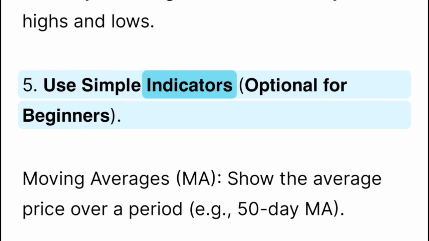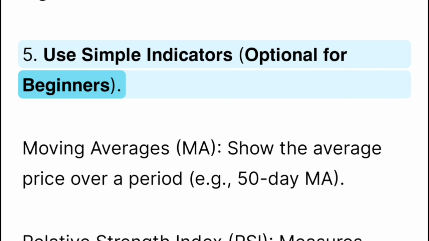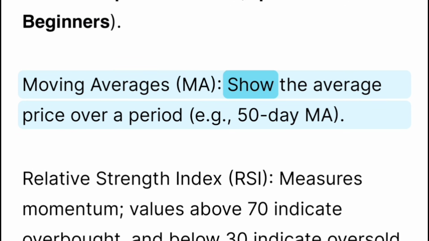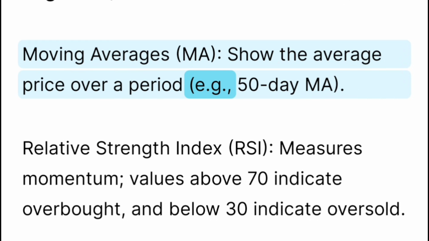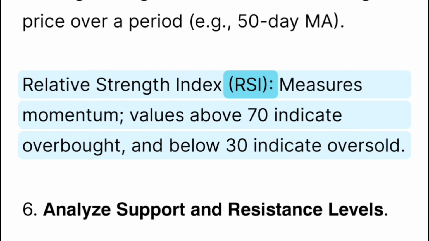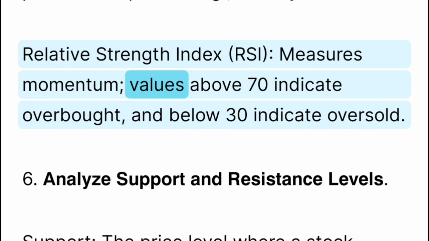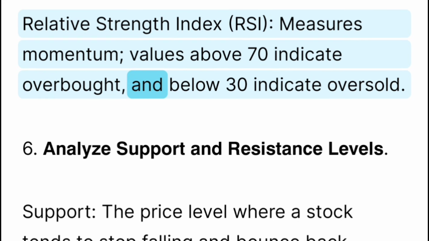5. Use simple indicators, optional for beginners. Moving averages (MA) show the average price over a period, for example, 50-day MA. Relative Strength Index (RSI) measures momentum. Values above 70 indicate overbought, and below 30 indicate oversold.